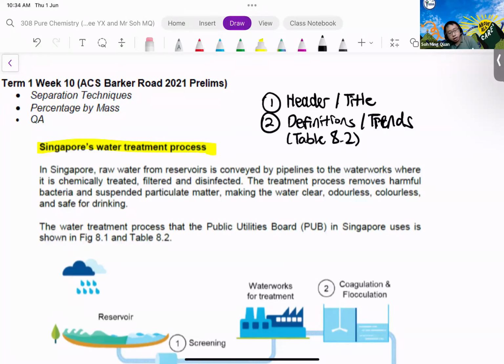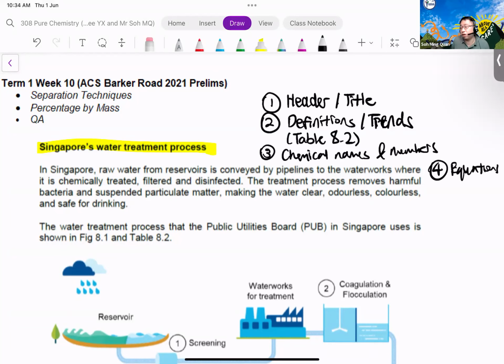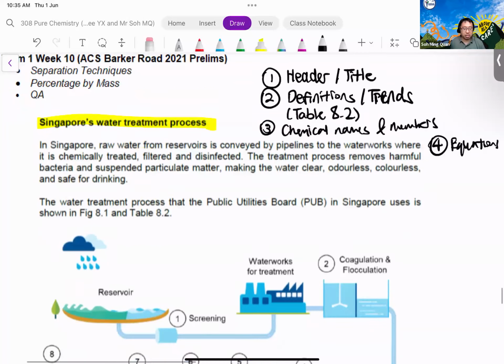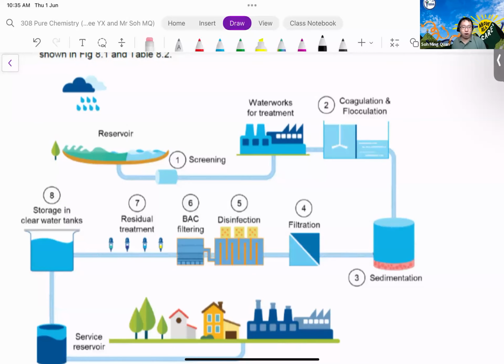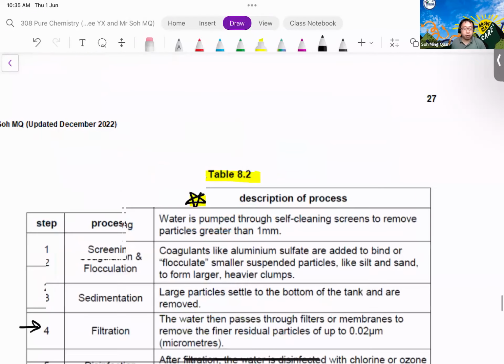All right. Of course, next is the chemical names and numbers. And finally, last one is equations, right? So we shall see this later on. There are some numbers later on, like RF value, which of course relates to chromatography. All right, so this is just a diagram. Take a look at it, reservoir, then what happened before it goes to the home. More importantly, table 8.2 is crucial.